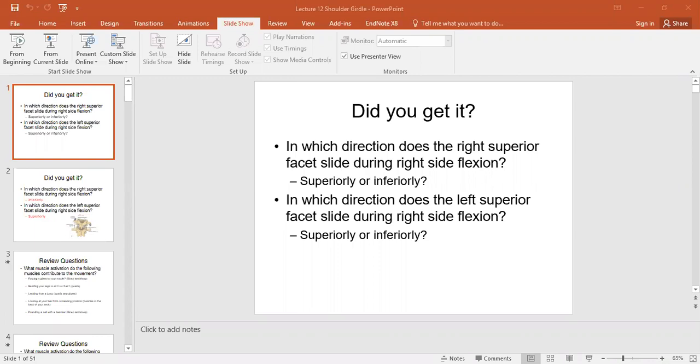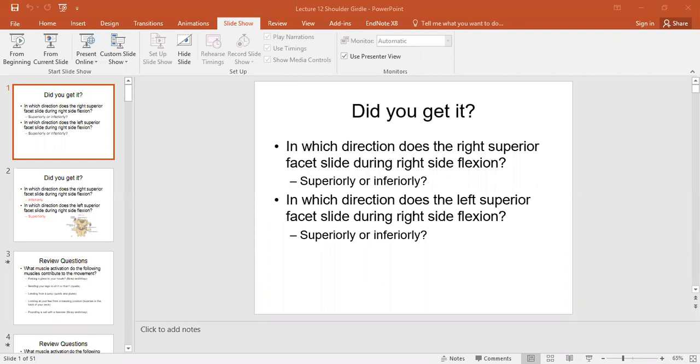Okay, so what associated adjustment has to occur at the AC joint? So this time we want to reach to a high shelf. So we want our arm up overhead. We want the scapula to upwardly rotate, to orient our shoulder, our arm up above. And what position is the scapula in for this motion? Upward rotation. Right, that's not so hard.